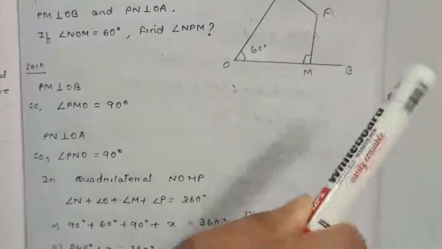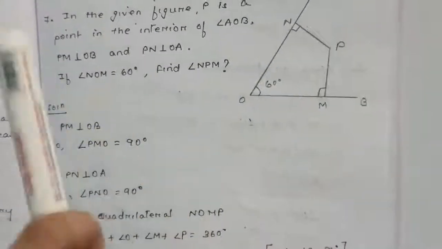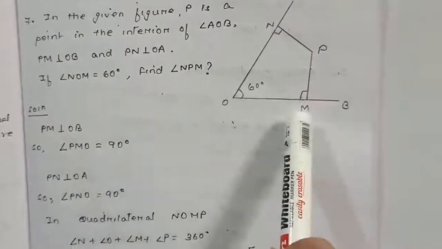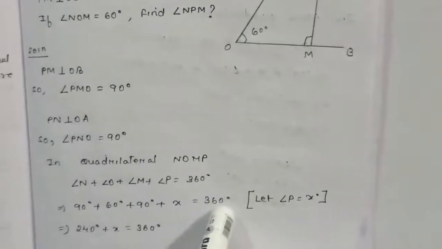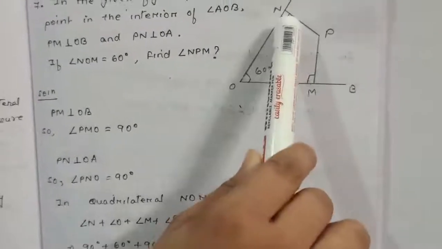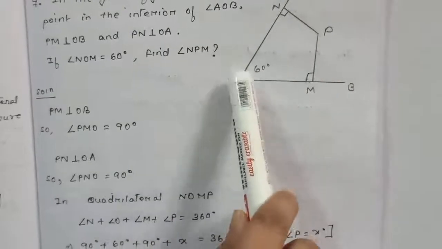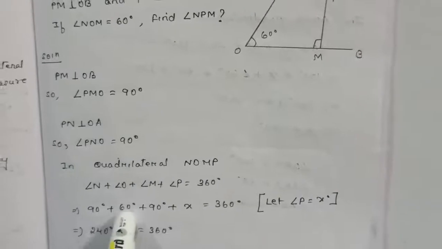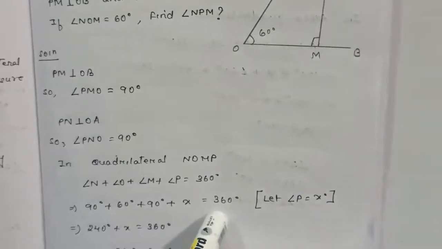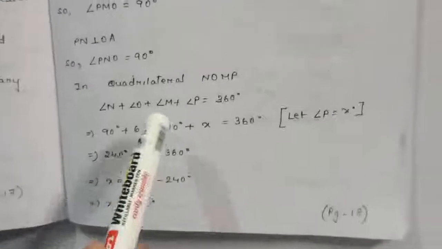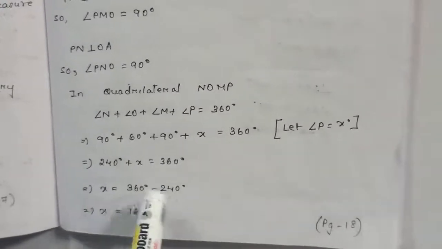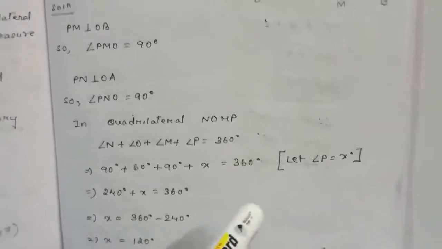Now we have the quadrilateral NOMP. In this quadrilateral we know the sum of angles of a quadrilateral is 360 degrees. So angle N plus angle O plus angle M plus angle P will be 360 degrees. We have angle N equal to how much? 90. Angle O is equal to 60 degrees. Angle M also 90 and angle P I have taken as X. So 90 plus 60 plus 90 plus X equals how much? 360 degrees. Now 90 plus 60 plus 90 will be how much? 240 plus X equals 360. X is equal to 360 minus 240, that is, X will be 120 degrees.